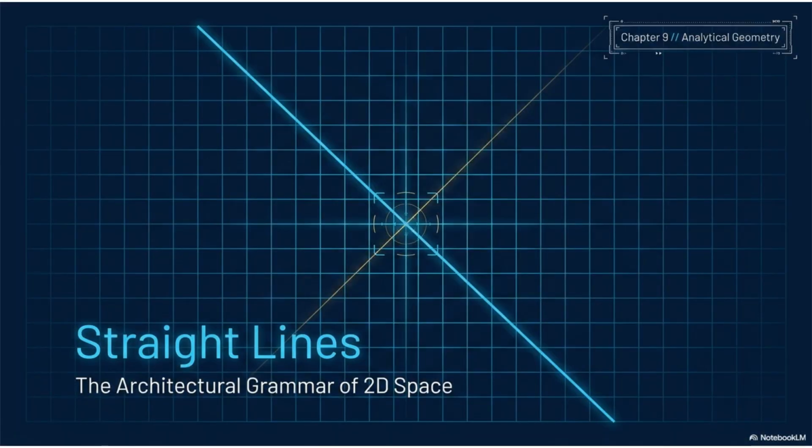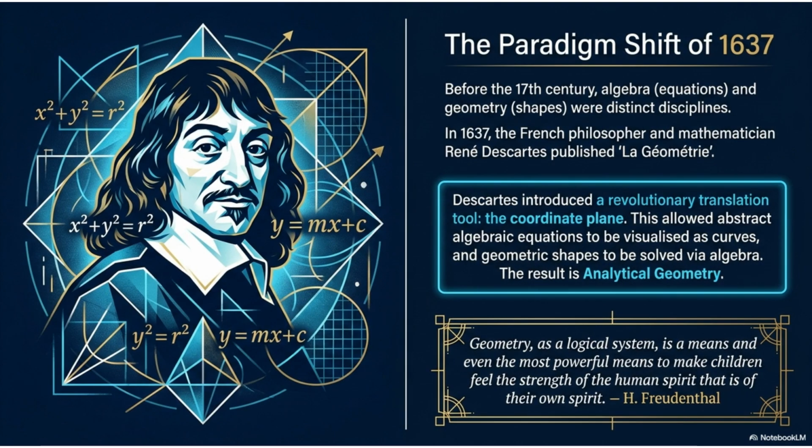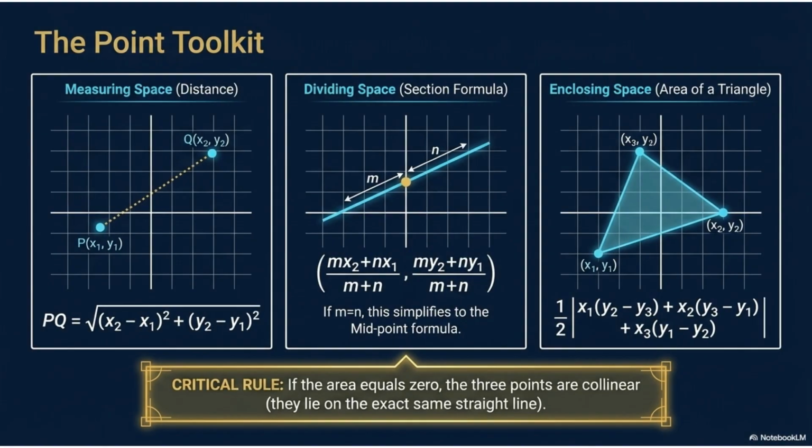Welcome to this video on straight lines, the architectural grammar of 2D space. We will explore the fundamental concepts of analytical geometry. The year 1637 marked a paradigm shift. René Descartes introduced the coordinate plane, bridging the gap between algebra and geometry and giving birth to the field of analytical geometry. Our point toolkit allows us to measure, divide, and enclose space.